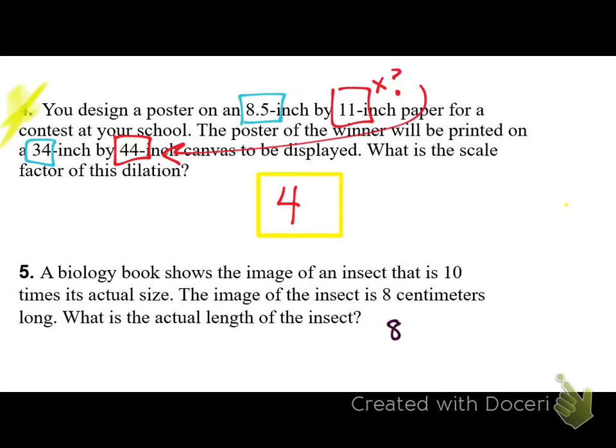Which number goes first? 8 would have to go first. Because if I did 10 divided by 8, that would be over 1. And that would mean my real life insect would be bigger than what it is. We would do 8 divided by 10, which would mean it is 0.8 centimeters long in real life. So less than a centimeter.